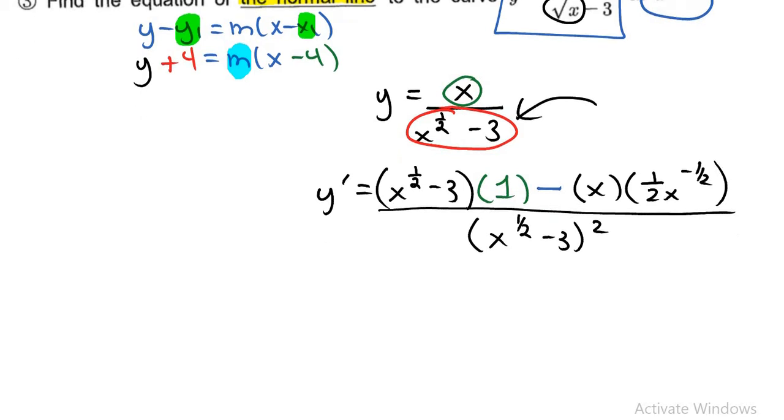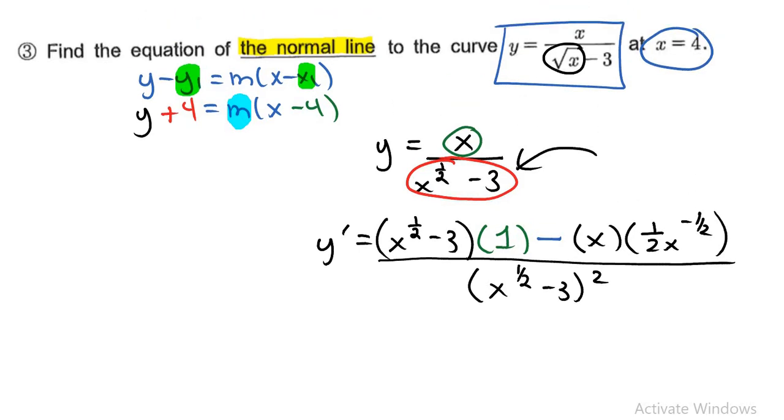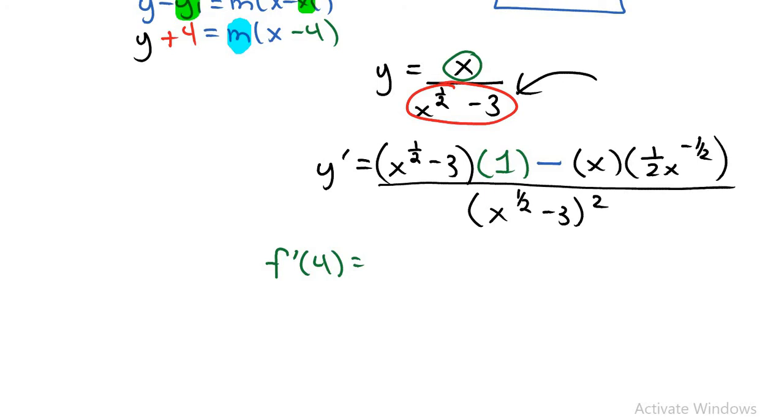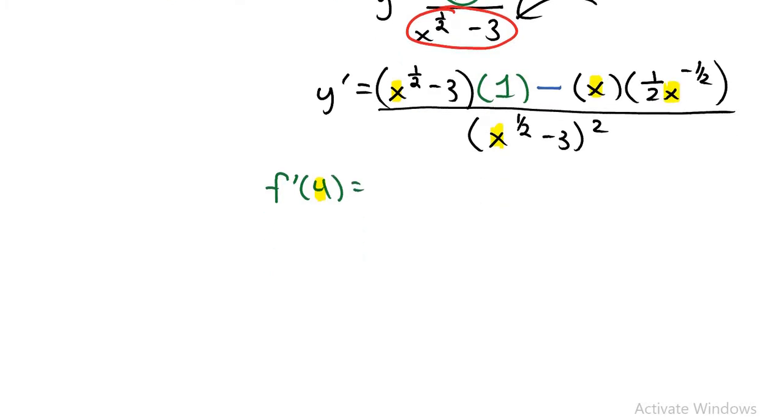Okay, so now you have to recall that the question gives you an x value of 4, so now you need to evaluate f prime of 4. Alright, so now we need to plug in x equals 4 for all my x values, and then we need to find the actual derivative value here. Okay, so let's do this here.